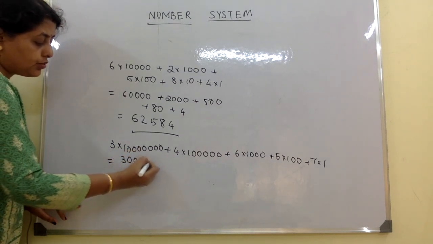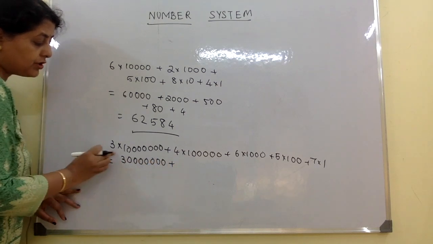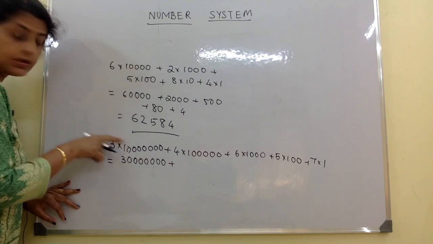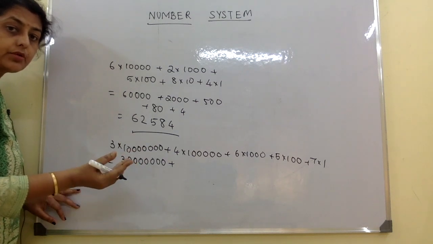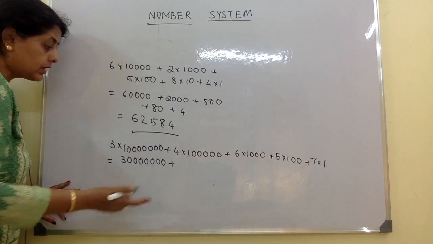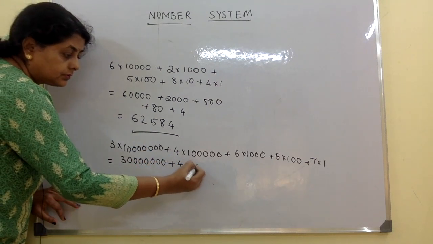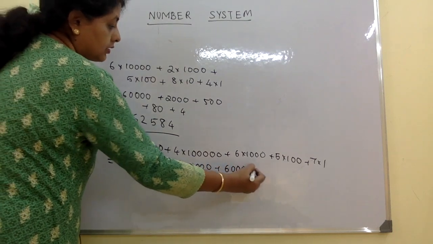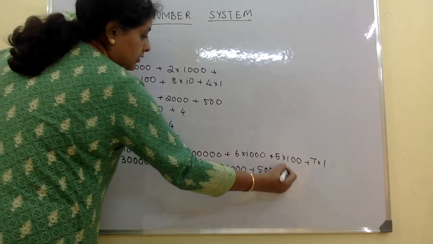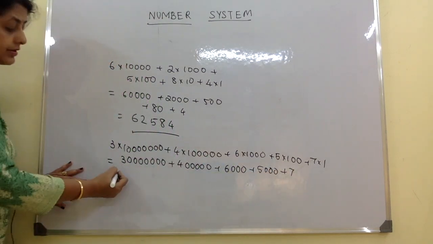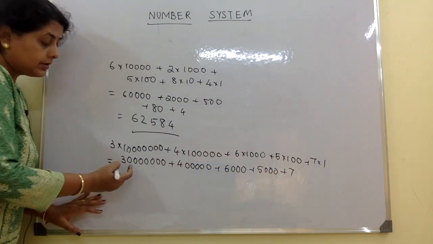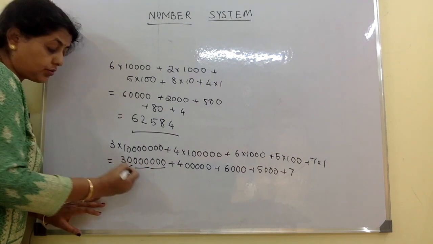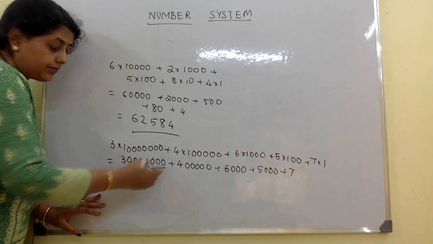This is 3 crores. When you multiply, you just have to write the number and put the number of zeros that is there. That is how you multiply a number with tens, hundreds, thousands. Then 4 into 5 zeros, plus 6,000 plus 500 plus 7. This is 1, 2, 3, 4, 5, 6 and 7. So this is 3 crores. Now put a comma.